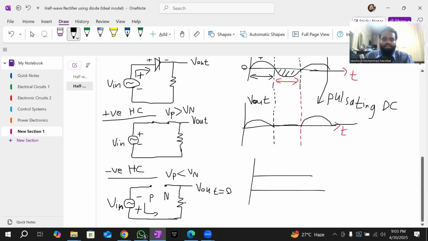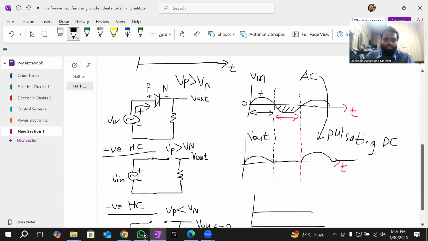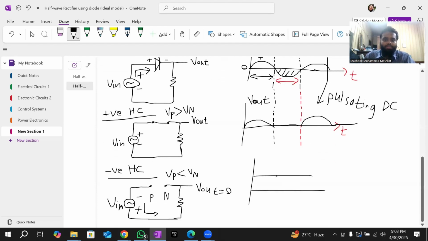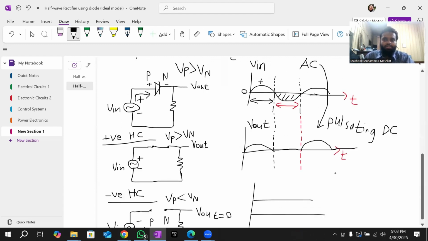And if we connect a capacitor, we know a capacitor can store charge. In that case, during the negative half cycle, it will not become fully zero. There will still be a voltage at some point, and it will become closer to a smoother, fixed DC signal, rather than pulsating DC.